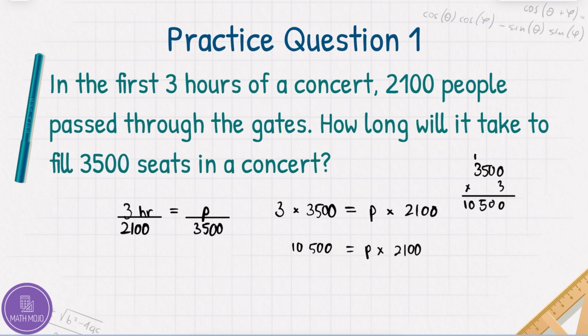So now we can divide both sides by 2,100. And then same with this side, 2,100, and these ones will cancel out, and we're going to be left with P is equal to this over here. So I'm just going to put this through a calculator, which is going to give us 5. So our final answer is equal to 5.